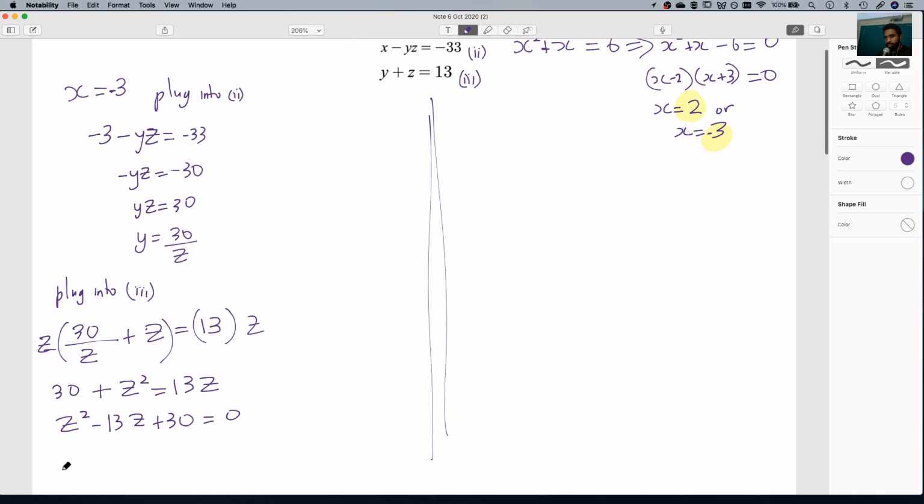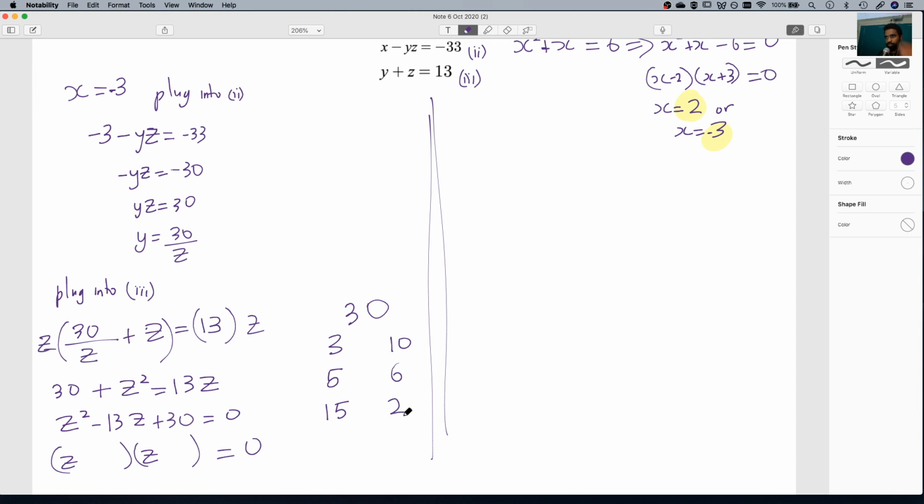We solve for z. Let's see if it factors. I think this one factors. So what would be the factors of 30? See if they add to 13. Let's say we have 30. 3 times 10, yes. Then 5 times what? 6. Then what else? 15 times 2, right?